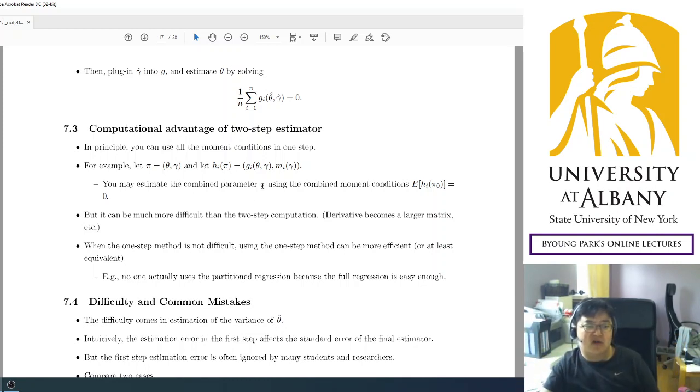So you can just estimate pi from this moment function. It is possible in some cases. Often it may be difficult. So obviously, because it is difficult, we use two-stage.